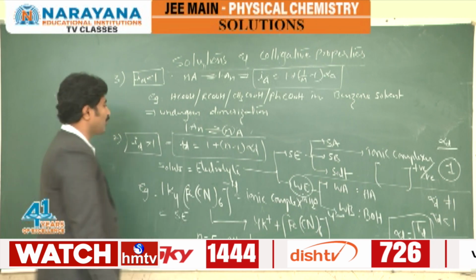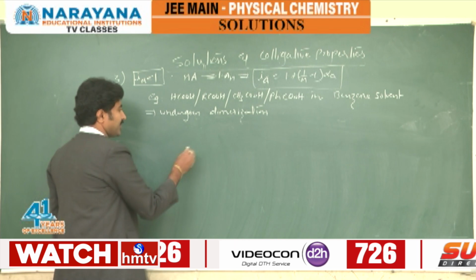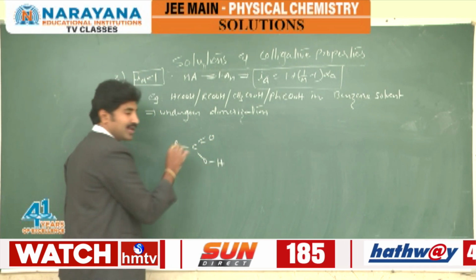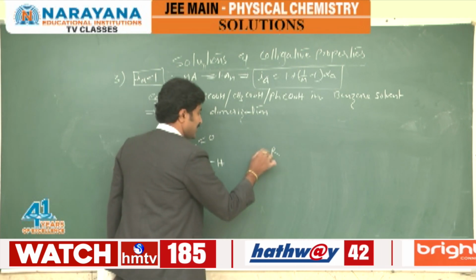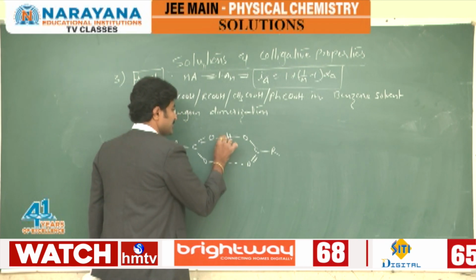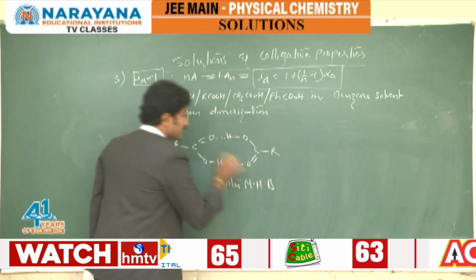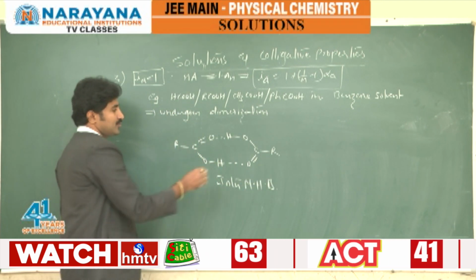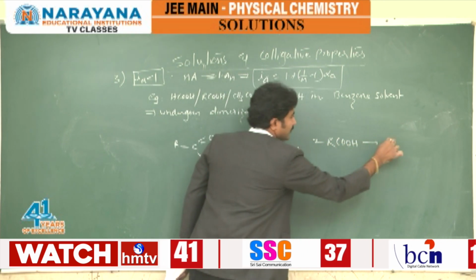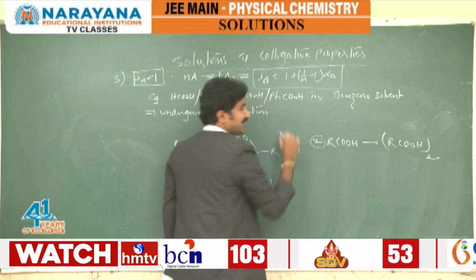In this association, how to find this? A weak acid in benzene solvent undergoes dimerization. So the dimerization is like this. This is one RCOOH, this is another RCOOH. Between these, intermolecular hydrogen bonding will be obtained. So what happened here? Two RCOOH combined to give (RCOOH) twice. That means in this n is equal to 2.